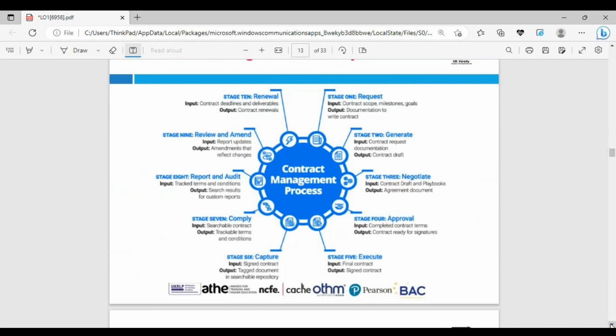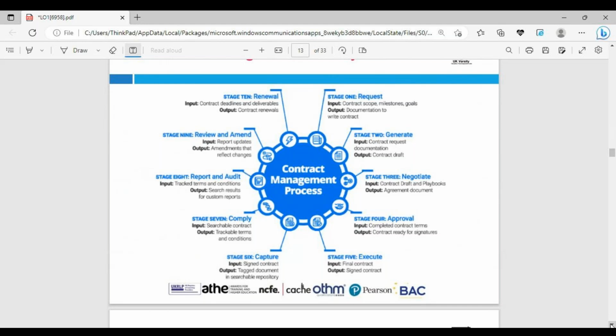Contract management. We can look at the different stages. Stage one: requests, inputs, contract scope and milestones, and the goals and documentation. Stage two, generate contract request documents. Stage three, look at the negotiation; you negotiate. Stage four is approval; you approve. Stage five is execute; you deliver. Stage six, contracts are captured and signed. Stage seven is comply, with a searchable contract.